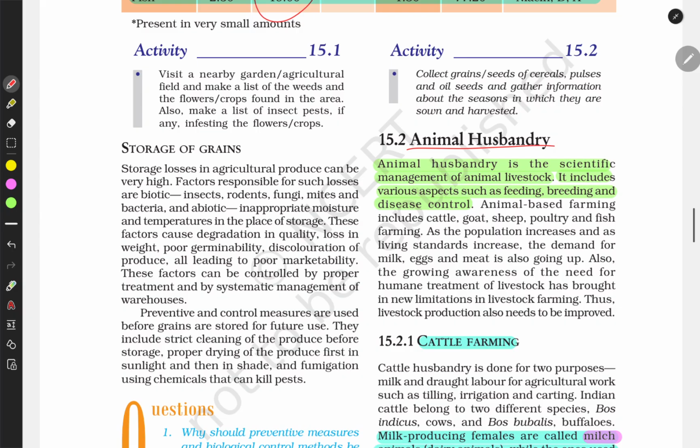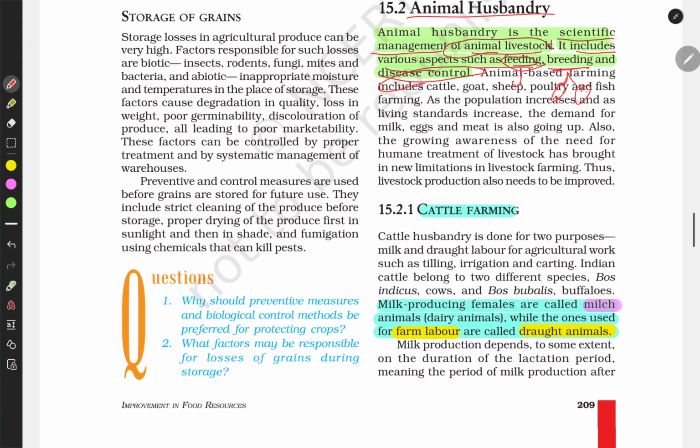Animal husbandry. What is animal husbandry? Animal husbandry is the scientific management of animal livestock. It includes various aspects such as feeding. Feeding means giving them food. Breeding means reproducing them, and disease control, making them disease free.